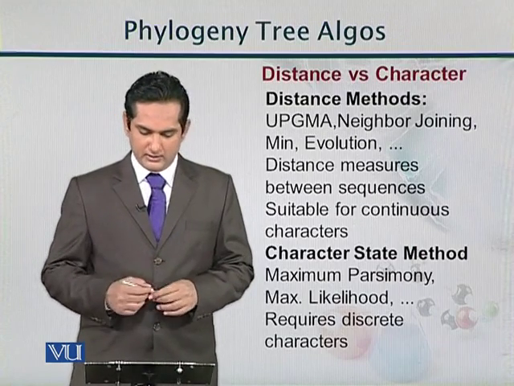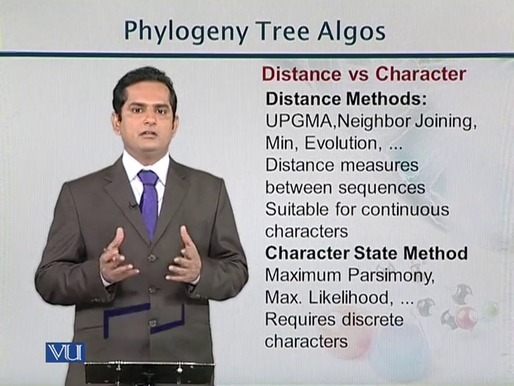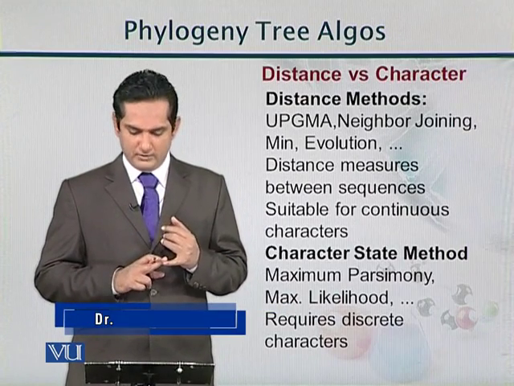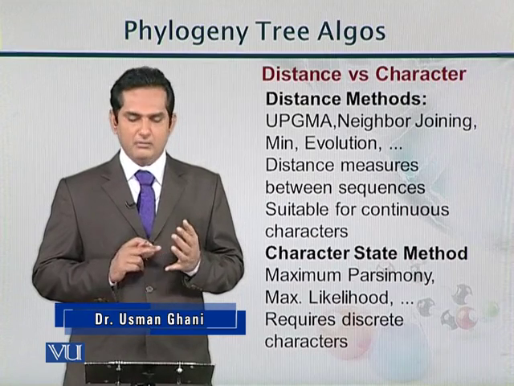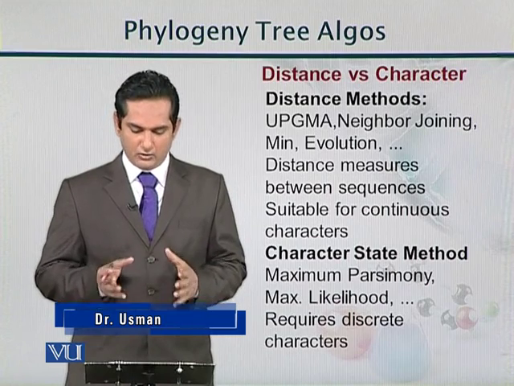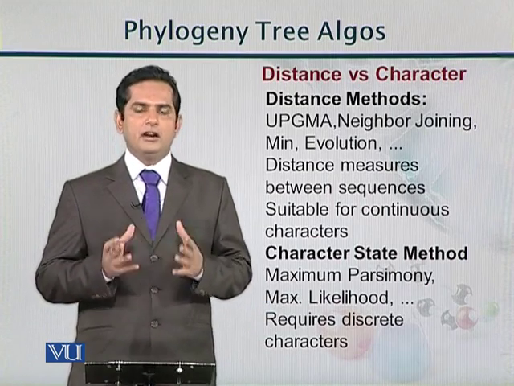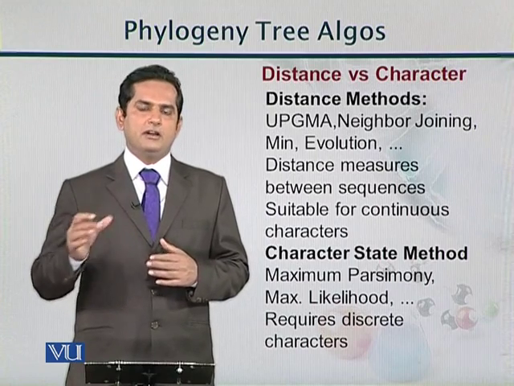So if I go into details, for distance-based methods we have the common matrix, which is UPGMA. Then we have the neighbor joining method, minimum, and then maximum, and then evaluation methods. And they are always used for distance measures between sequences, and these sequences should be of continuous characters.